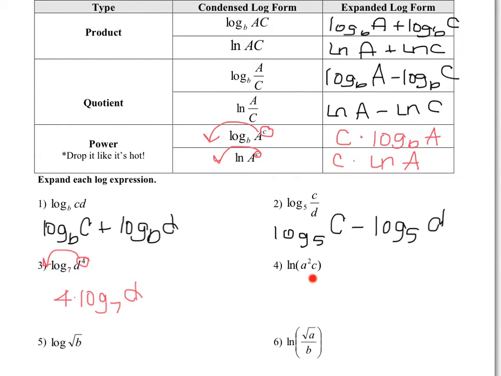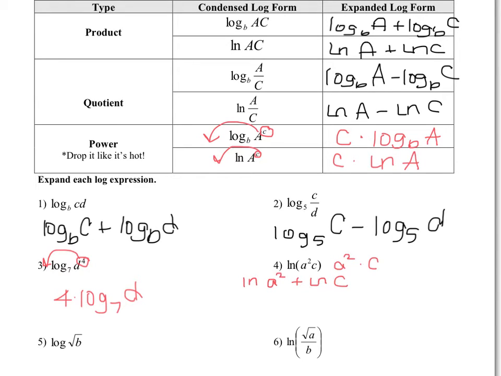Okay, let's look at example number 4. Example number 4 has got 2 things going on. We've got ln of a squared c. That really means a squared times c. So I'm multiplying. So you should be first thinking, well, since I'm multiplying those 2 things, I need an addition. So ln of a squared plus ln of c.